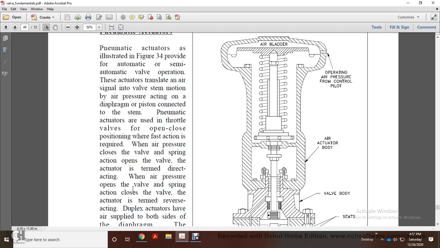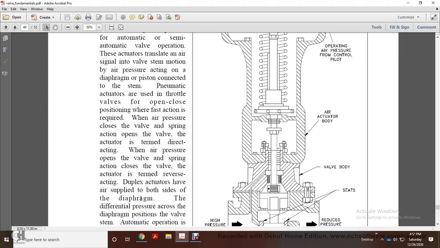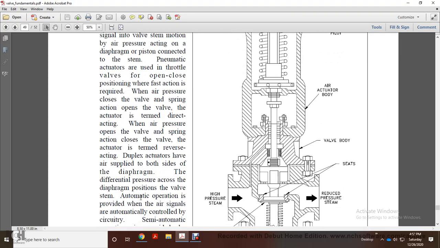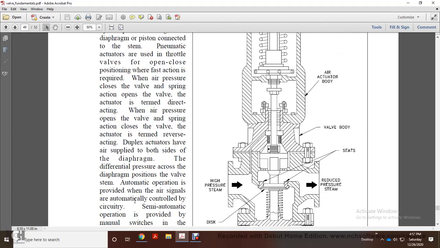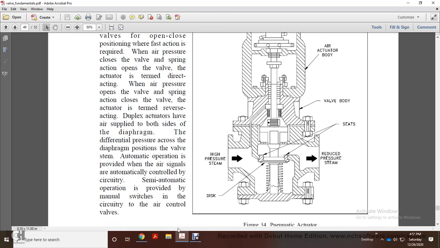That actuator is termed reverse acting. Duplex actuators have air supply on both sides of the diaphragm. The differential pressure across the diaphragm positions the valve stem. Automatic operation is provided with the air signal from automatic control circuitry. Semi-automatic operation is provided with manual switches in the circuitry of the air control valves.